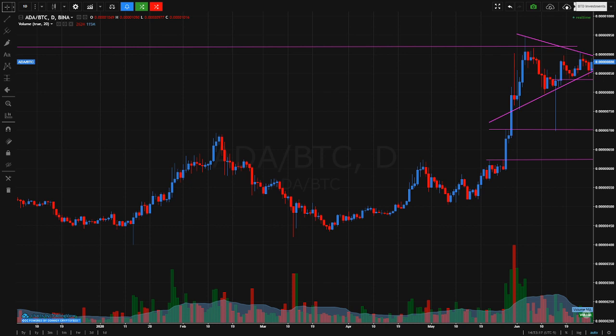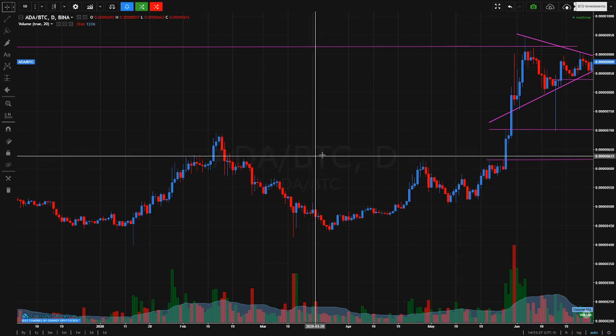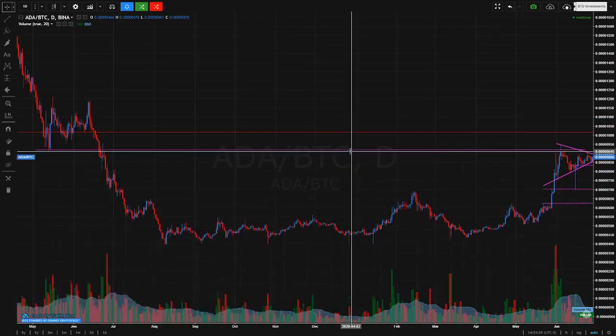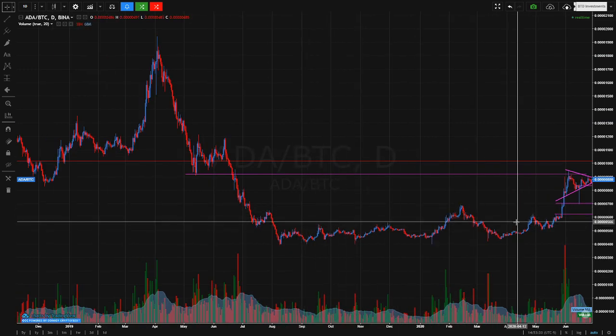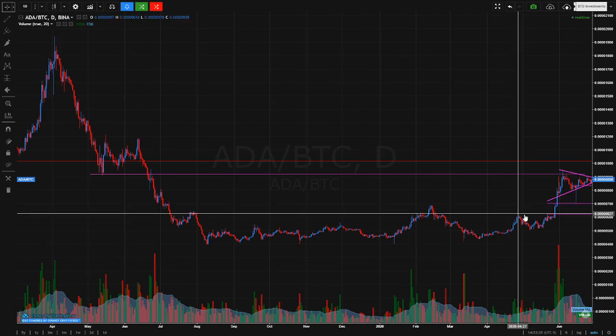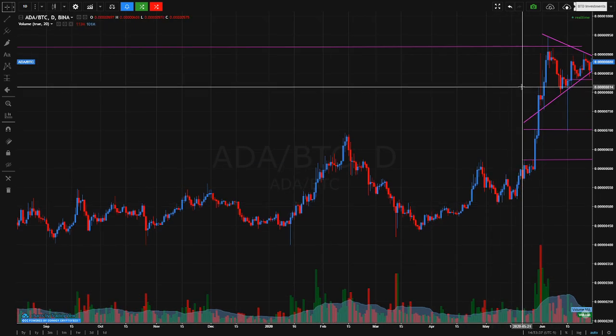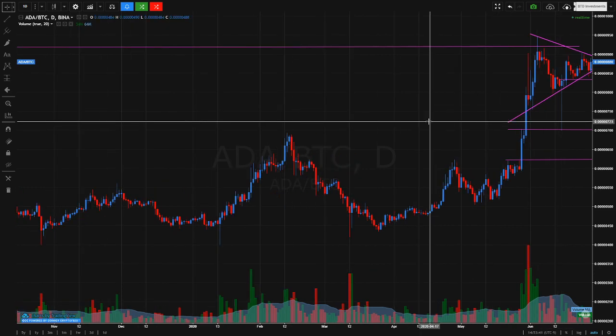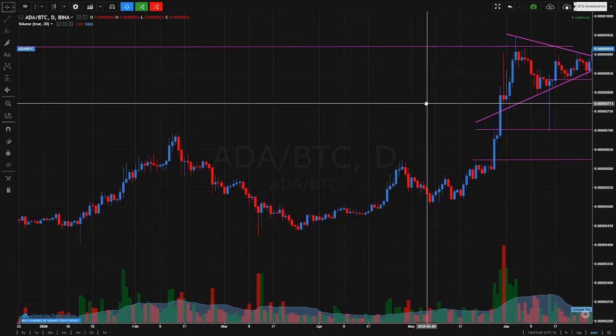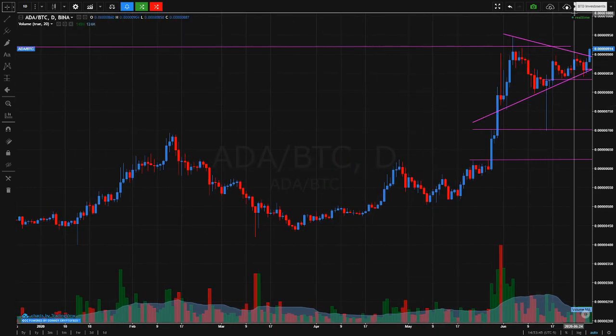I just want to do a follow-up on Cardano, ADA. So last time I did the video was the 28th, so the price action was where you see it on the screen. For the context, this was a consolidation pattern that had then broken out and was consolidating, and I was expecting price to push up and outside of this. So there was the push.